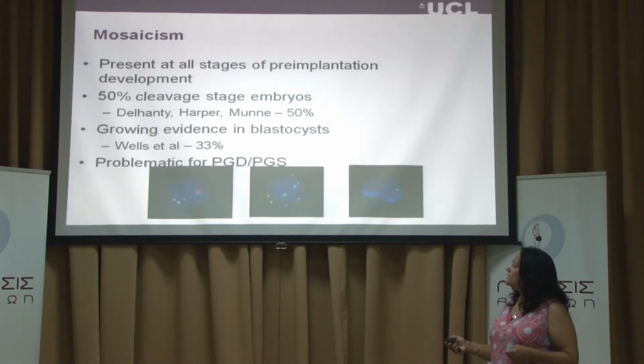And there's more recent evidence now, lots of people are looking at blastocysts, to show that at least about a third of blastocysts have chromosomal mosaicism.